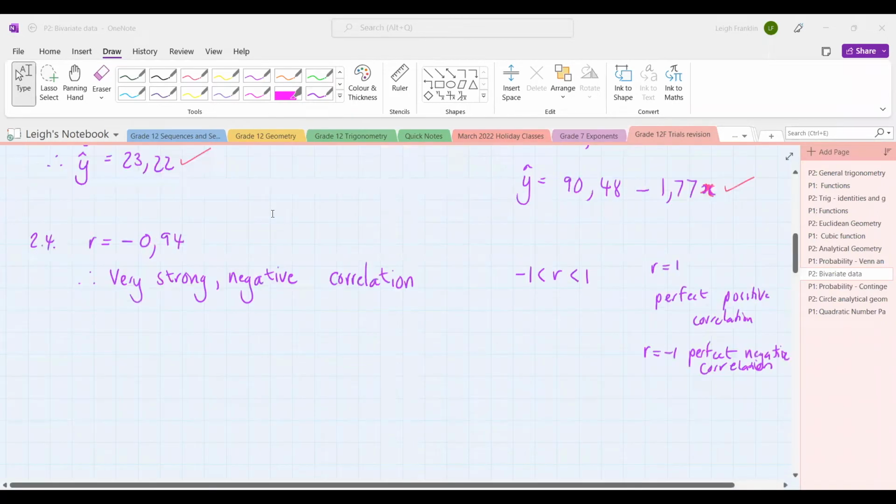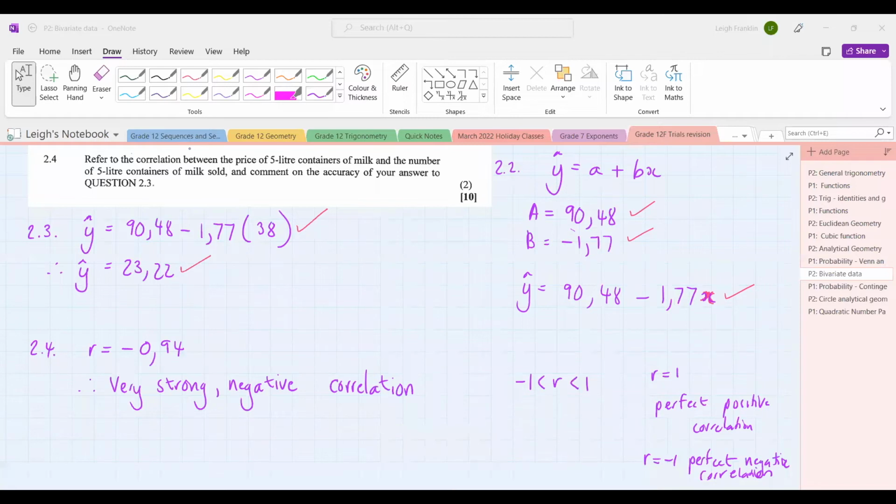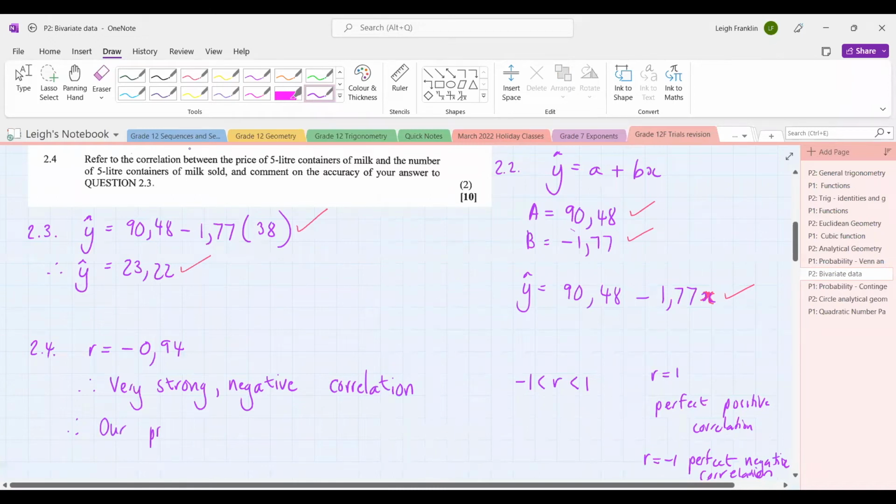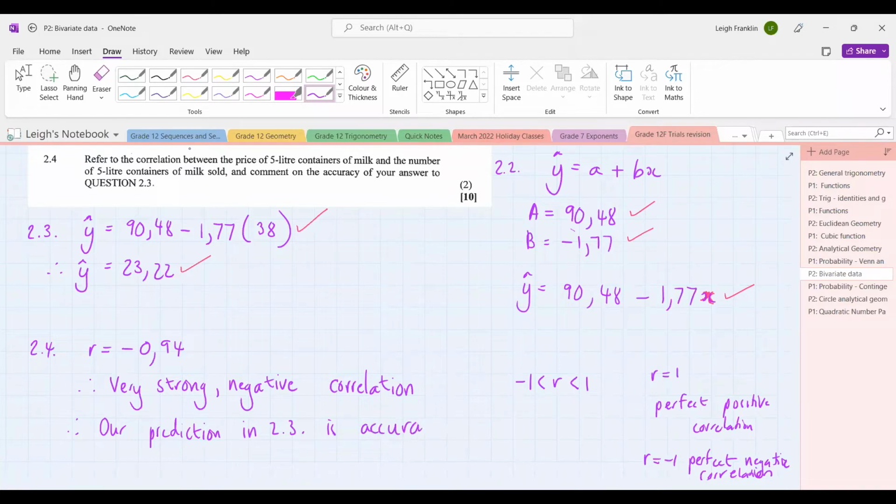We just need to comment on the accuracy of our answer. So our answer, we believe, is going to be... Therefore, our prediction in 2.3 is accurate. Okay, so there would be 1 mark here for the bit about negative 0.94 and the very strong negative correlation, and then the fact that we believe that our prediction was accurate.